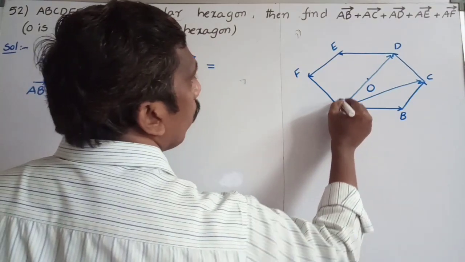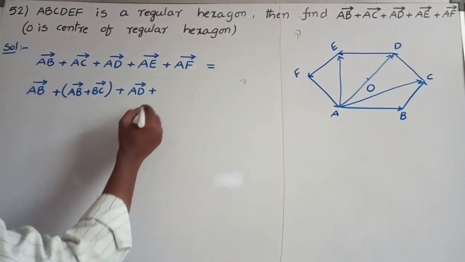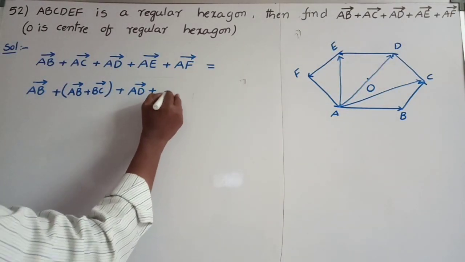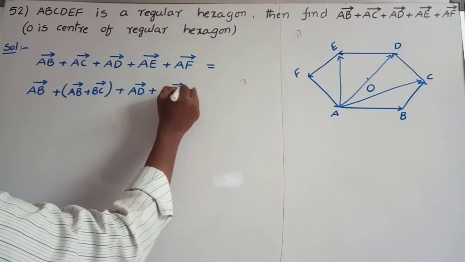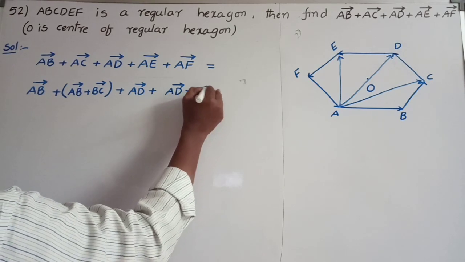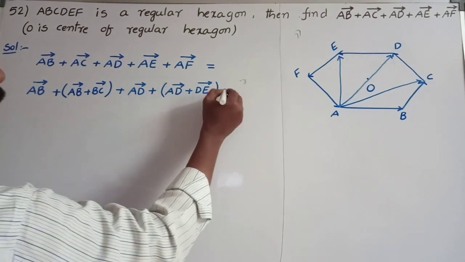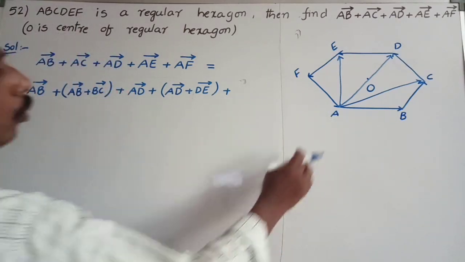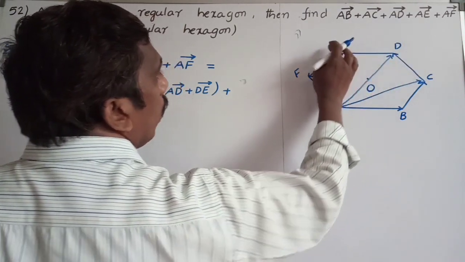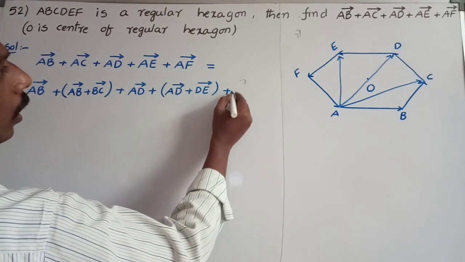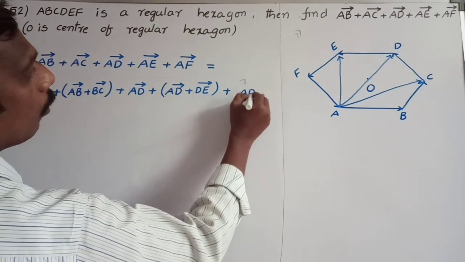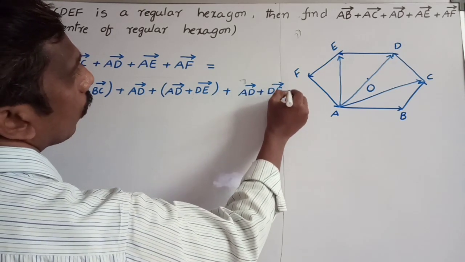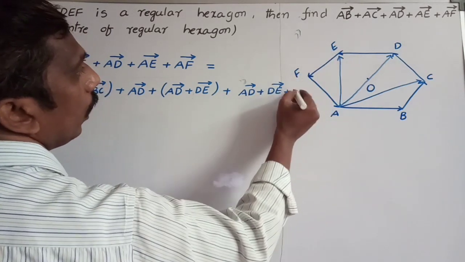Next, AE bar. This AE bar we can write as AD bar plus DE bar. Plus AF bar. This AF bar we can write as AD bar plus DE bar plus EF bar.